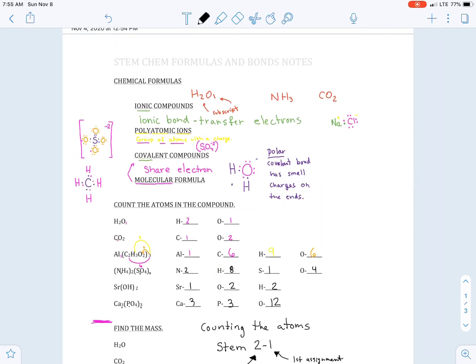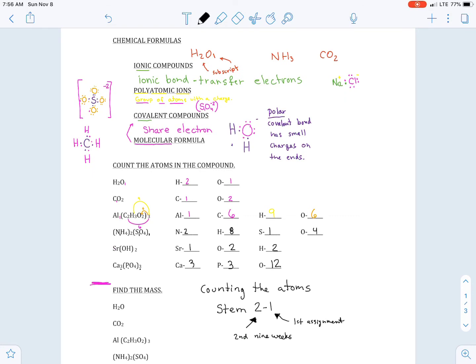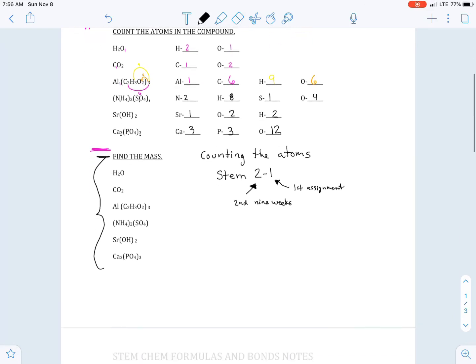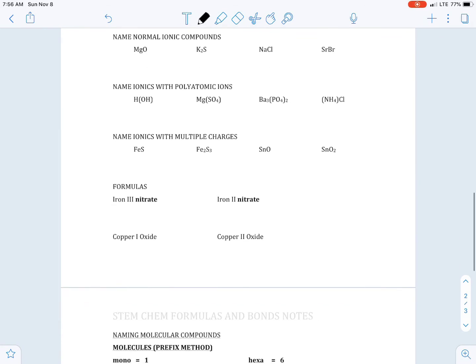And for you that have it already turned in, I'll have that in the grade book. I did the other 9 weeks first, so I didn't put the new ones in yet, but I'll have that in the grade book probably Monday, probably tomorrow. And then you'll know you don't have to do it. And then we'll do finding the mass tomorrow as our lesson. And we'll call that, the finding the mass will be STEM 2.2. All right, and then we'll just move through this chapter and we'll keep breaking it apart.